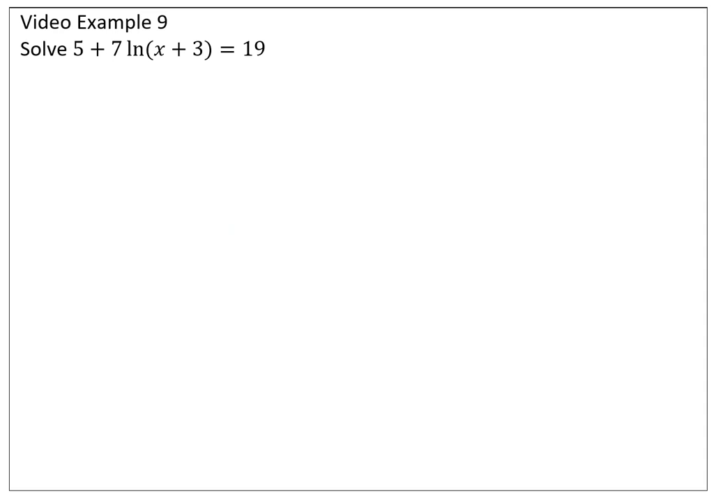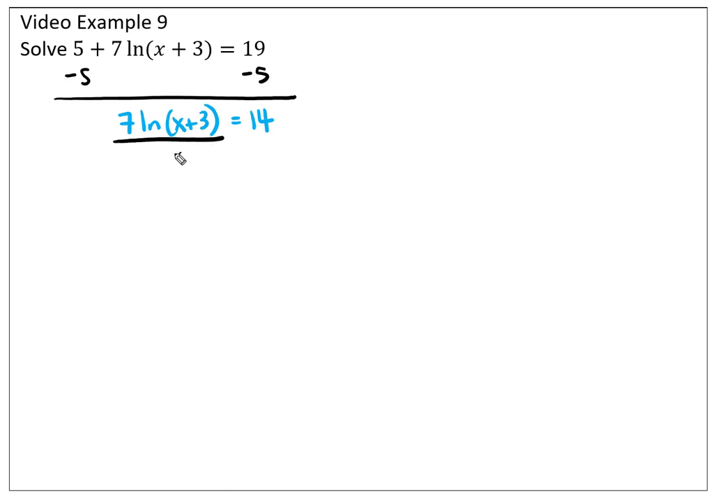For video example 9, I have a logarithmic equation with a variable inside the logarithm, and I want to solve for that variable. So the first thing I'm going to do is try to isolate the logarithm so that I can rewrite this as an exponential and pull the argument out of the logarithm. In order to isolate the logarithm, the first thing I'm going to do is subtract 5 from both sides. And then I'm going to divide by the coefficient of 7. And now notice that I have my logarithm isolated.